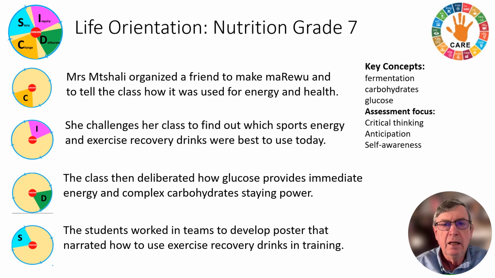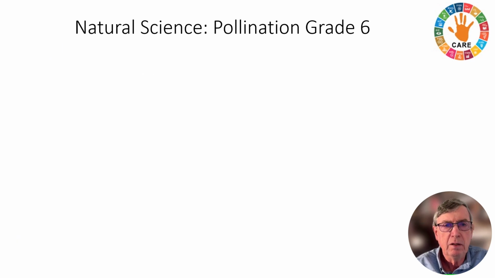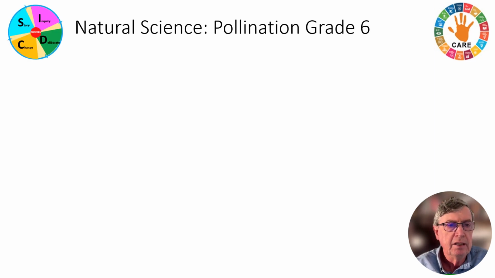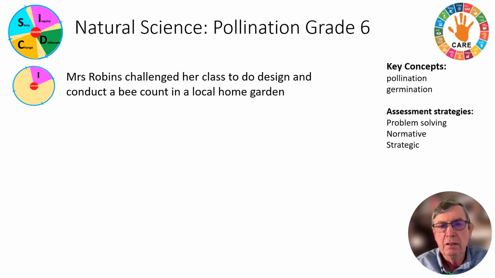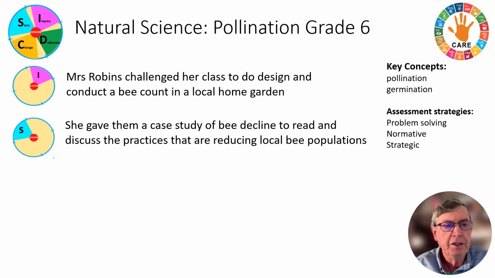Then on to a final one in natural sciences around pollination in grade 6. Using the same framework, Mrs. Robbins started with an investigation. She wanted the class to design and conduct a bee count in their local gardens. Then she was looking at concepts of pollination and germination. She wanted them to be involved in problem solving and normative and strategic work.